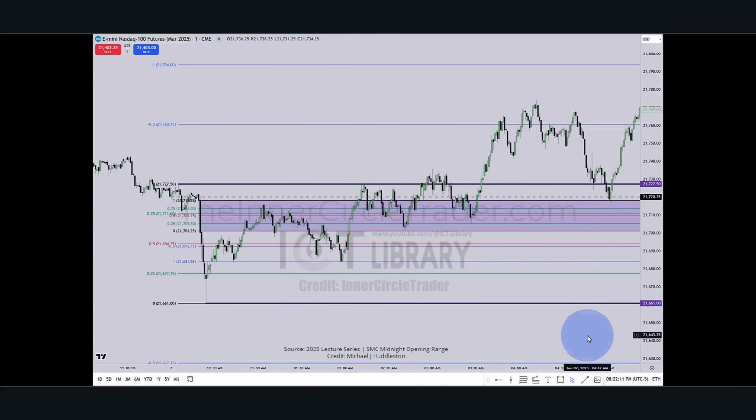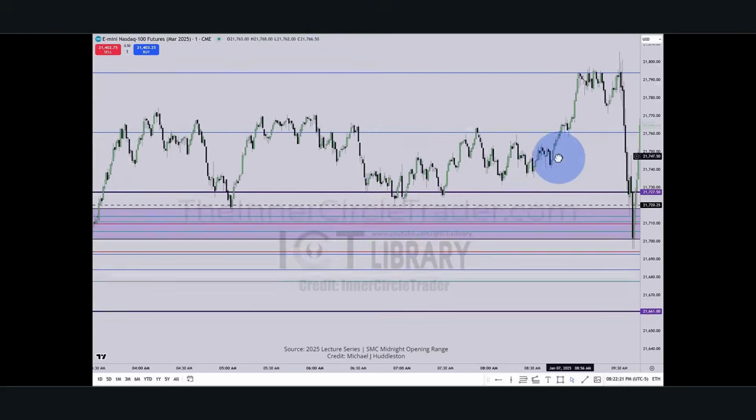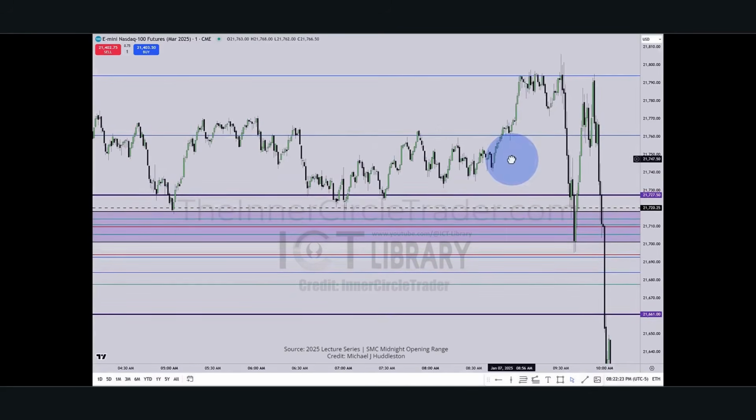Okay, what's going to take place now? We focus on the day session. Now what we'll do is we'll scrub over to the 9:30 session here. And notice how we traded up in the electronic trading hours right ahead of the New York opening bell at 9:30.